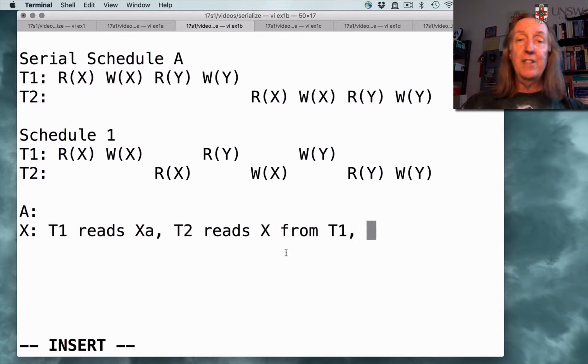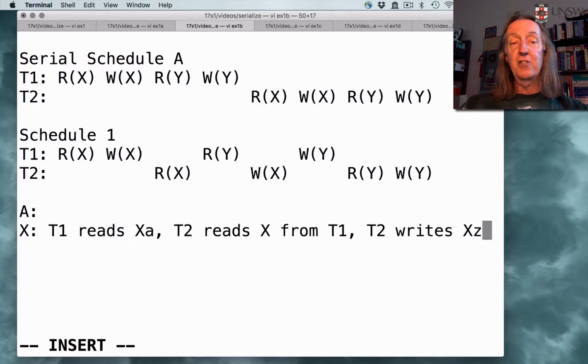And where's the final value of X written? It's written here by T2. So T2 writes the final value of X, which I'll denote by XZ. So we've got XA and XZ indicating the initial and final values.